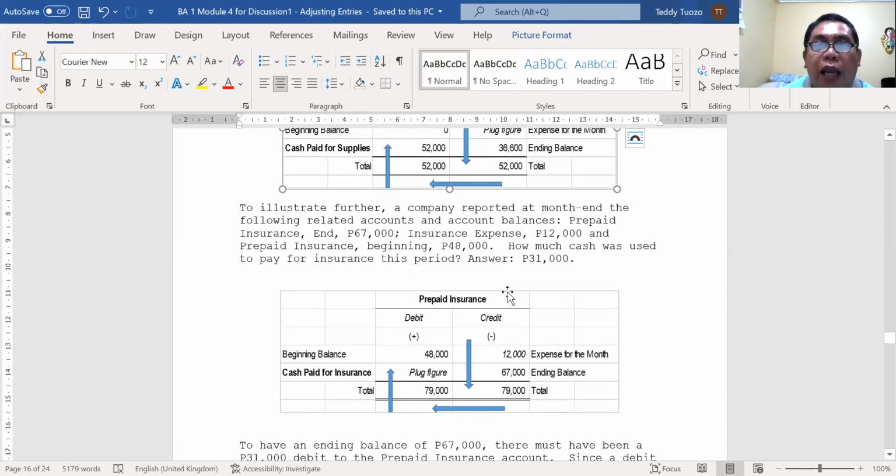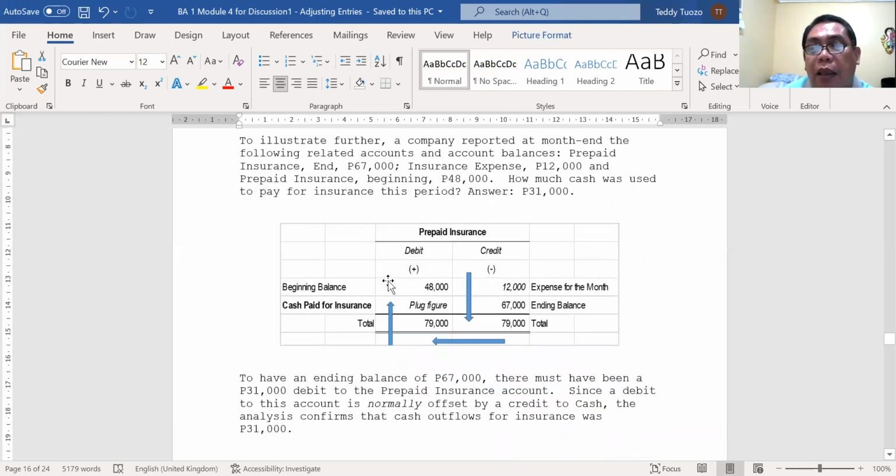To illustrate further, a company reported at month end the following related accounts and account balances. You have the prepaid insurance end 67,000, insurance expense for 12,000, and prepaid insurance beginning for 48,000. And how much cash was used to pay the insurance this period? So you have the answer there, it is 31,000.